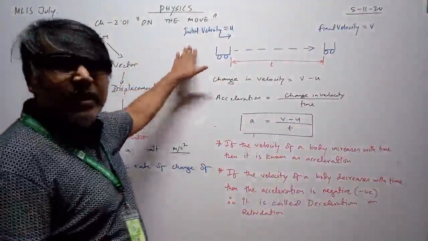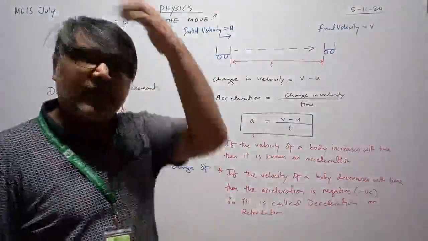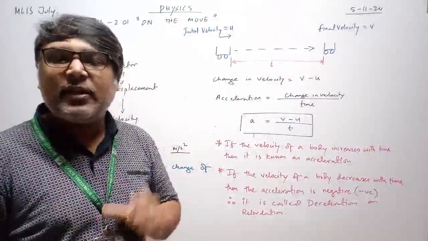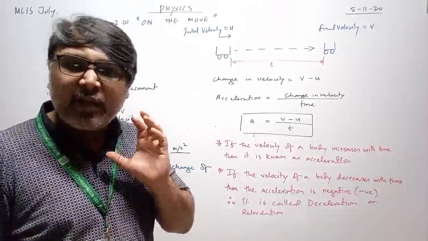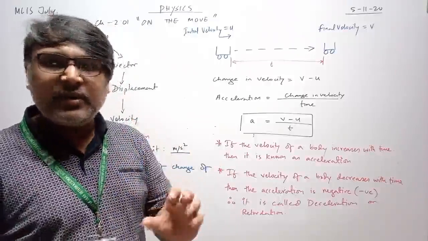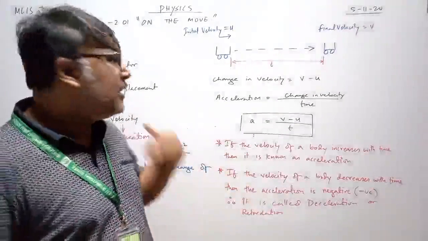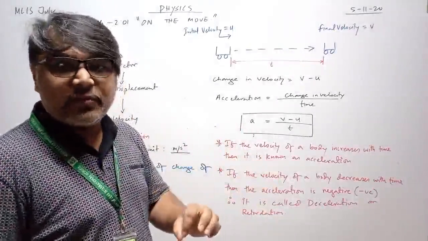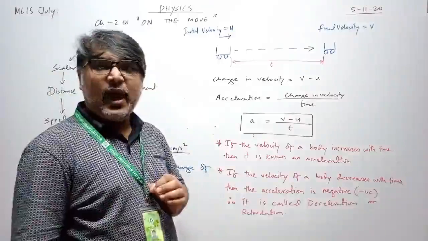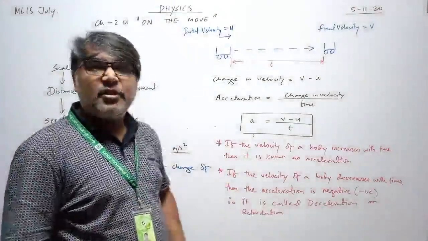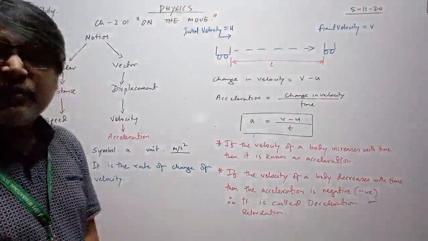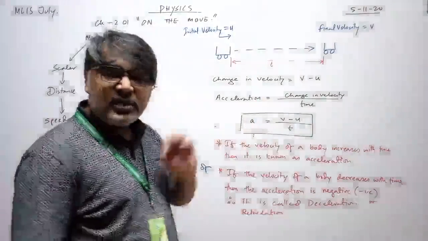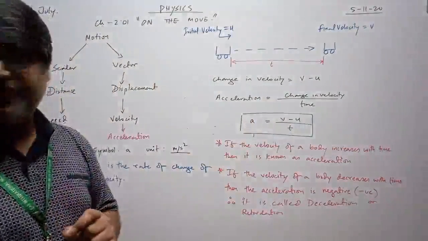If the body is having a constant speed, if the velocity does not change, we say it's traveling at a uniform velocity, a constant velocity. Now, if the velocity changes, if the velocity increases or decreases with time, then we say there is acceleration. And to calculate acceleration, we will use this formula: a equals v minus u by t. v minus u is the change in velocity, t is the time in which the velocity changes.